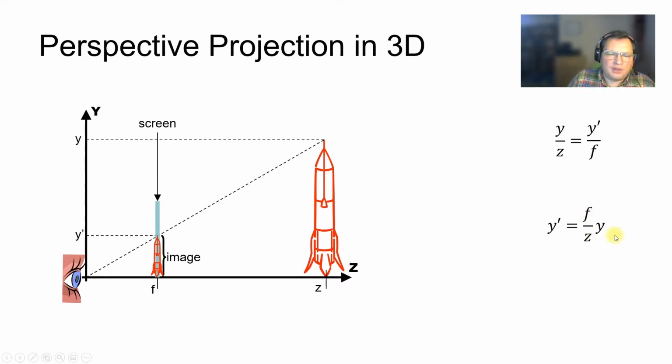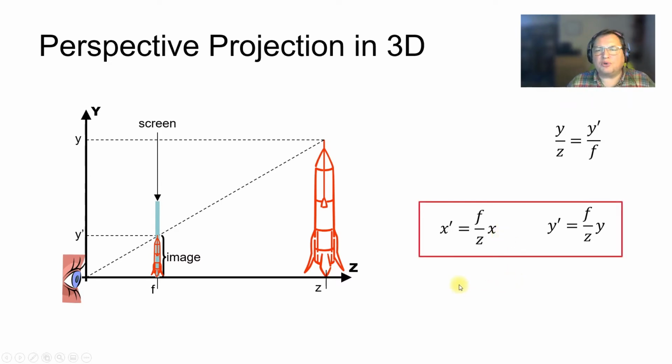And very similarly to this, I will not draw a special image for this, just believe me. For the x coordinate, the formula is very similar: x dash equals f over z times x. So these two formulas create the perspective projection for any point with x, y, z coordinates in the 3D space. You can create a projection on the screen with the coordinates x dash and y dash at the focal length f.